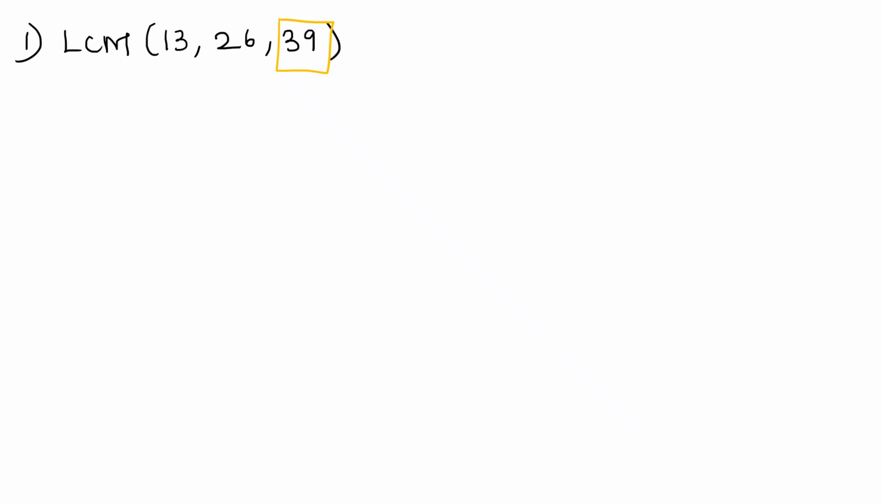So now I'll start writing the multiples of 39. 39 ones are 39, which is already checked and is not present in the 26 table. Now I'll move on to 39 into 2, and I'll be getting 78. Now I have to check whether 78 is present in the 13 table as well as in the 26 table. I come to the conclusion that it is present in the 39 table. Now I have to check whether it is present in the 26 table.